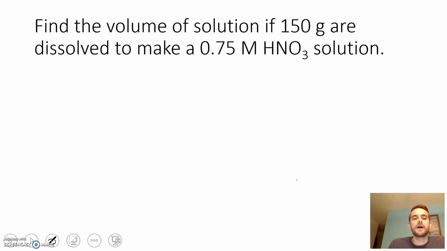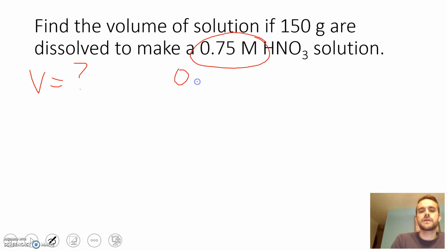Okay. Let's find the volume of a solution if 150 grams are dissolved to make 0.75 molar nitric acid. Okay, so we're working with pH soon. Nitric acid will be an acid that you need to become familiar with. So let's identify what we have to start. Okay, they want to know volume. Okay, so we want to find volume, right? And we know that this is 0.75 moles over 1 liter.